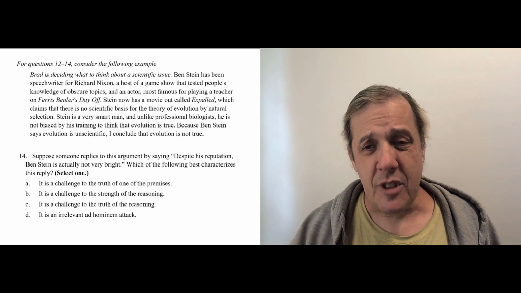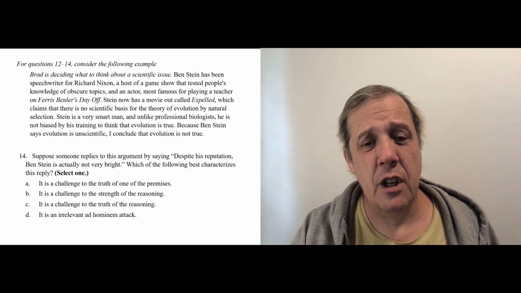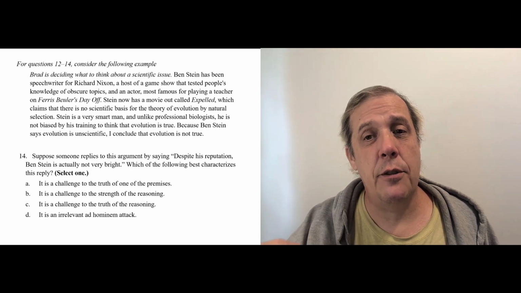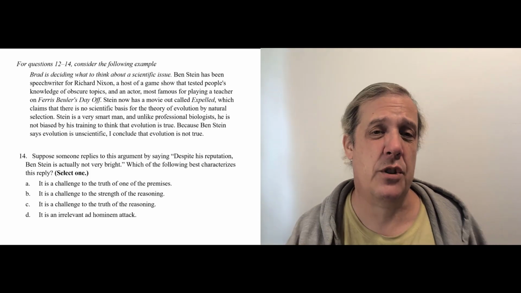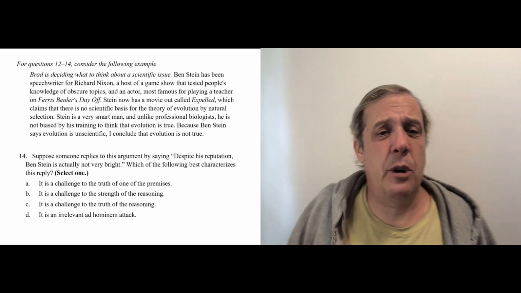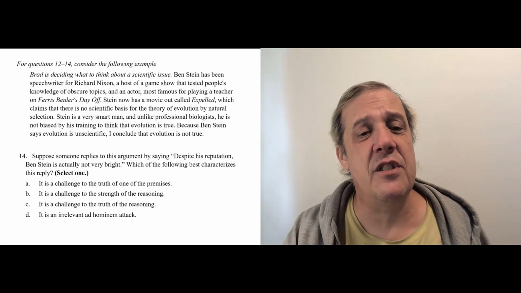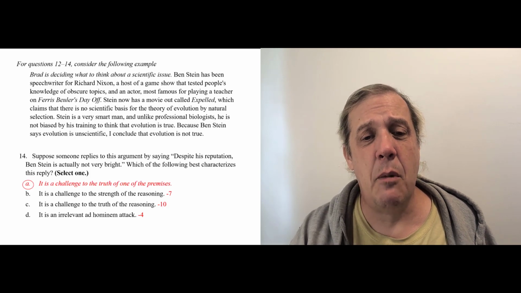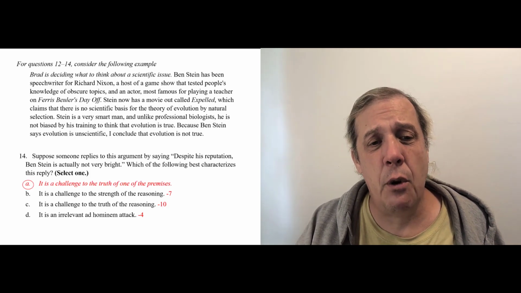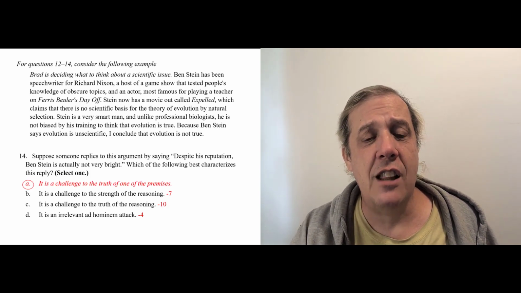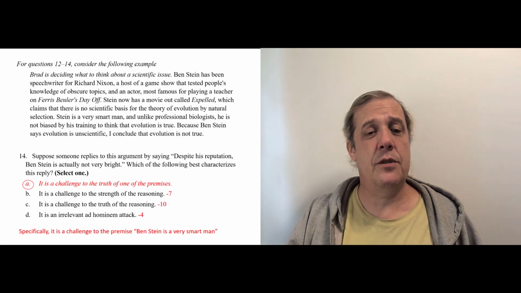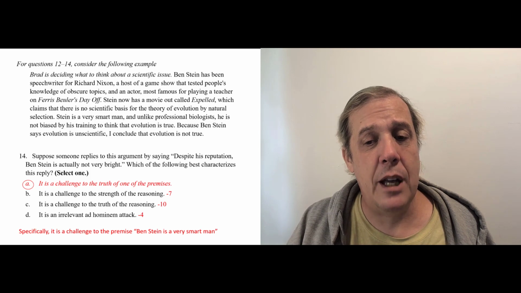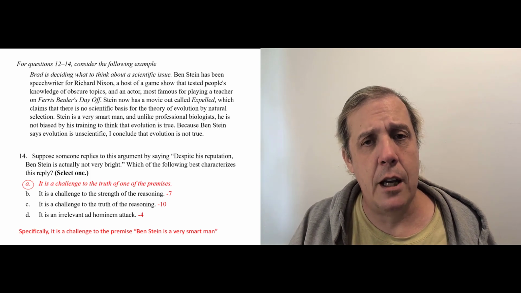But really what's going on here is that because we have an argument from authority, things are already personal, right? We're supposed to believe something on Ben Stein's say-so. So saying that he's not very bright is just saying that he's not a reliable authority. It's a challenge to the truth of one of the premises. Specifically, it's a challenge to the premise Ben Stein is a very smart man.